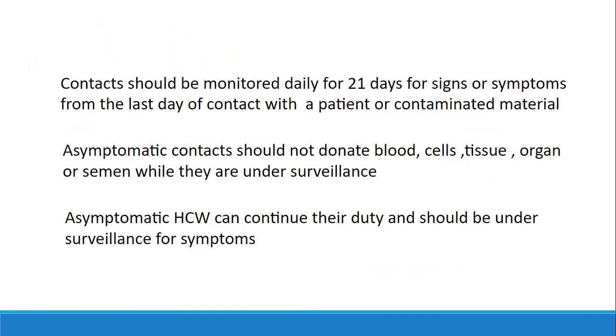So contacts should be monitored daily for 21 days for signs and symptoms from the last day of contact with a patient or contaminated material. Asymptomatic contact should not donate blood, cells, tissue, organ, or semen while they are under surveillance. So, asymptomatic healthcare worker can continue their duty and should be under surveillance for symptoms.